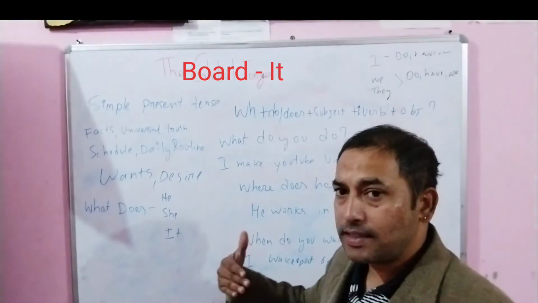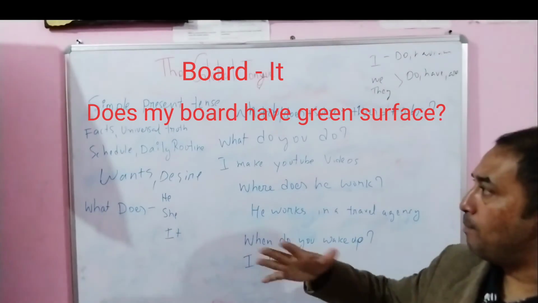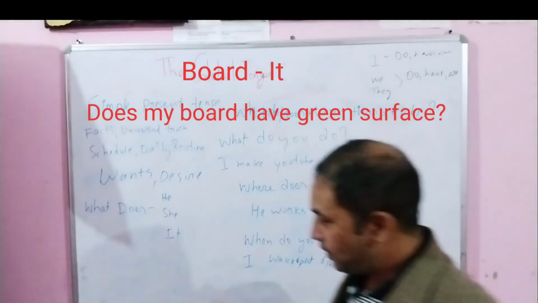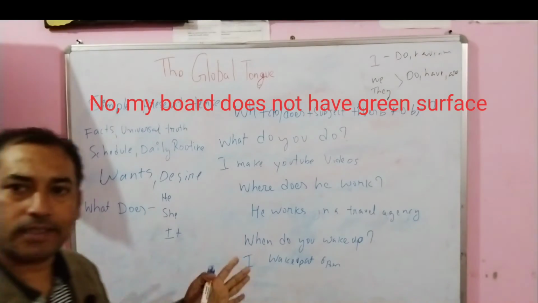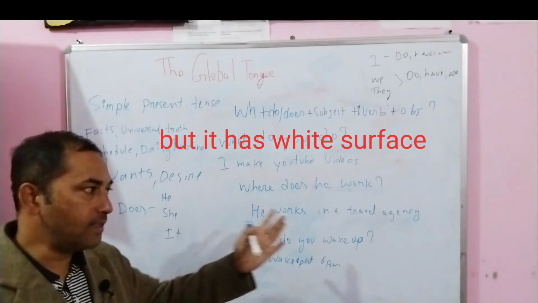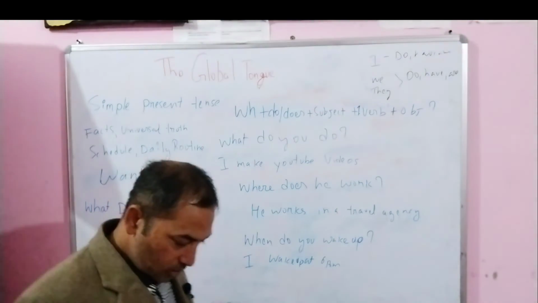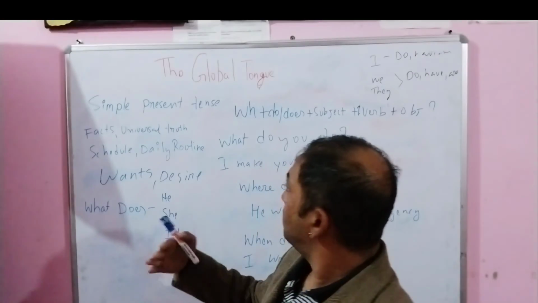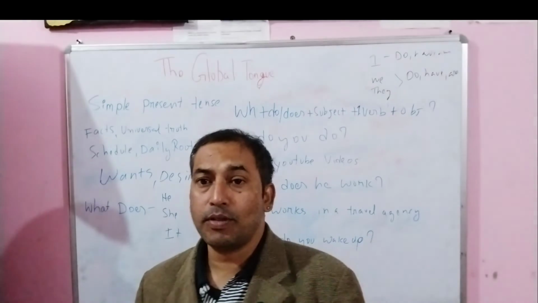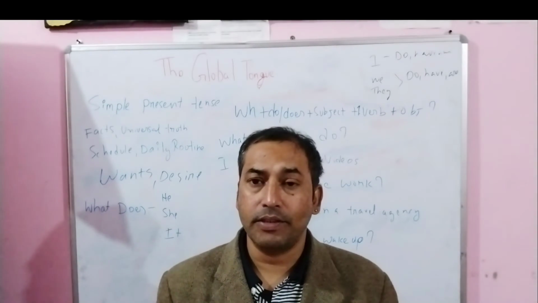The same way, board is it. So does my board have green surface? I could say no, my board does not have green surface, but it has white surface. So this is how we use simple present tense in terms of asking questions.